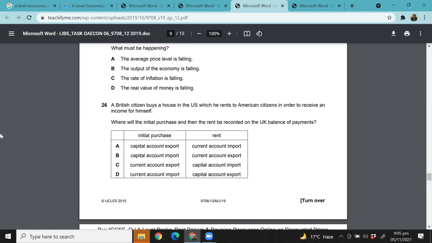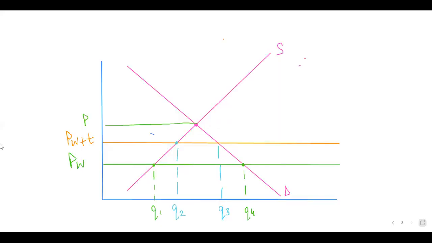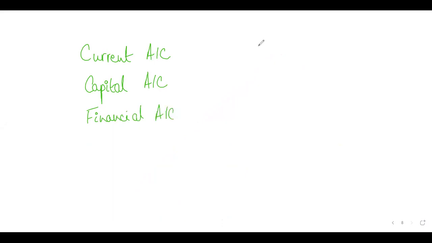Now have a look at this, students. Think about this. You have three accounts in the balance of payments: the current account, the capital account, and the financial account. In the current account, you record four types of transactions. What are the four types of transactions that you record in the current account? Trade in goods, trade in services, income, and current transfers, right?